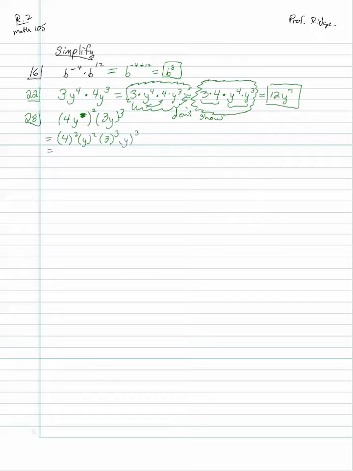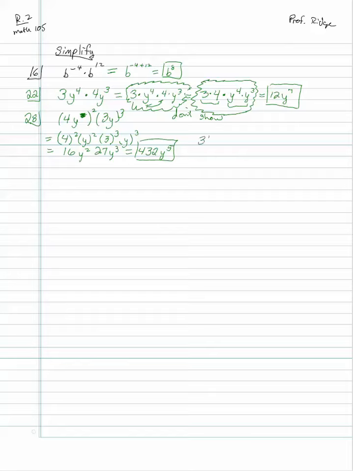And that's going to get me 16y squared. 3 times 3 times 3 is 27y cubed. So I do 16 times 27 with my calculator. It's 432. And then use exponent rules. Y squared times y cubed is y to the 2 plus 3, which is 5. There you go.